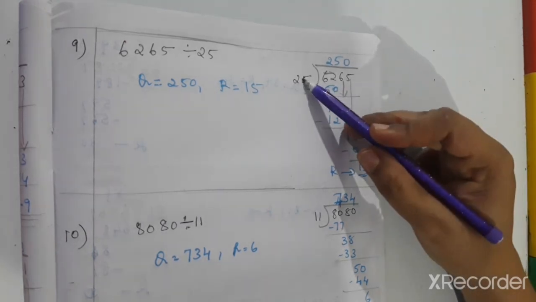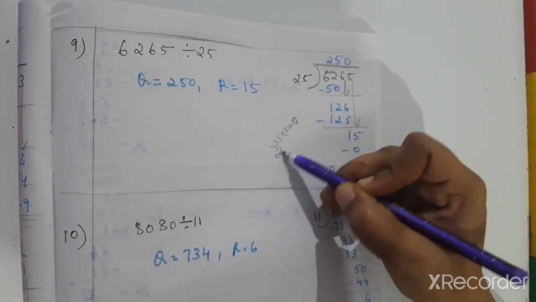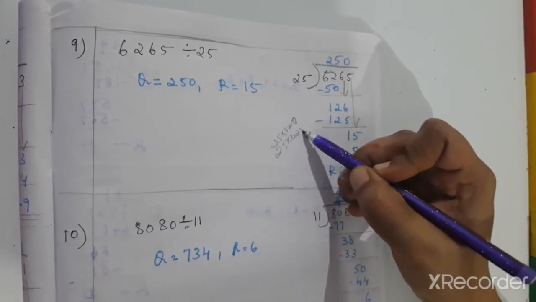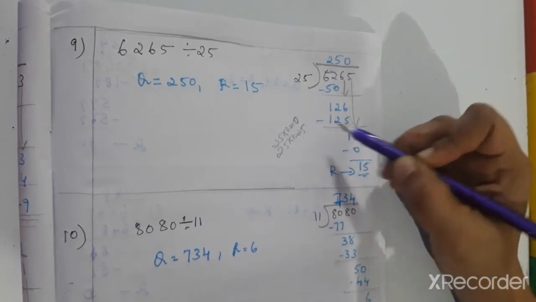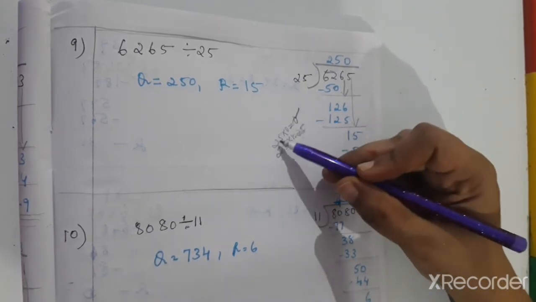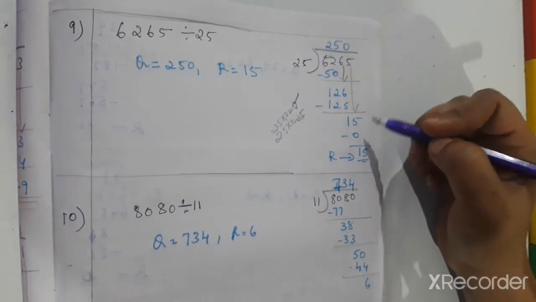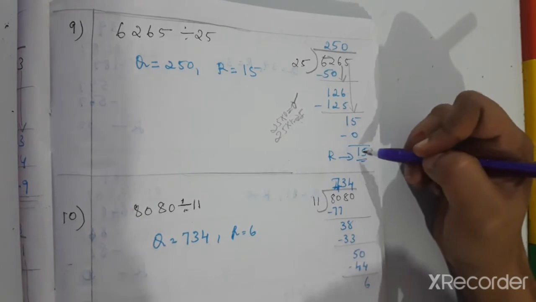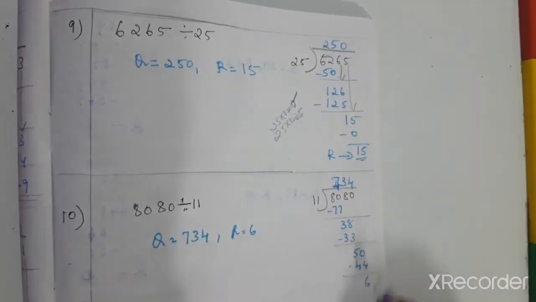15 is less than this number, so we have to consider 25 zeros are 0, 25 ones are 25. 25 is greater than 15, so we can't take a greater number. So we have to consider zeros. 25 zeros are 0. Now 15 minus 0 is 15 only. Quotient is 250. Remainder is 15.